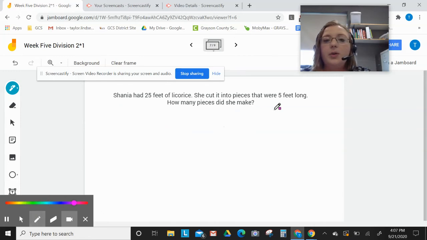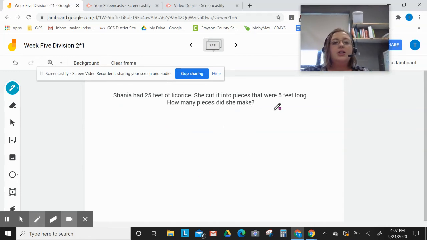Okay, so the first problem I'm going to work on is: Shania had 25 feet of licorice. She cut it into pieces that were 5 feet long. How many pieces did she make?